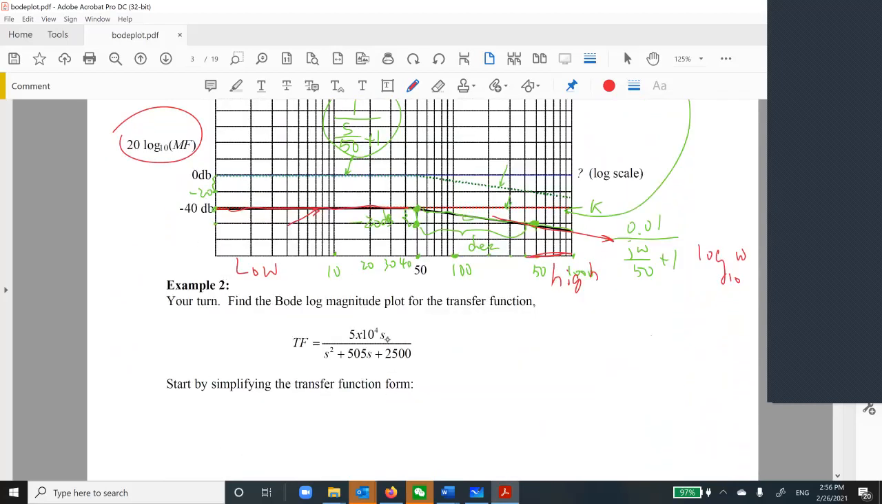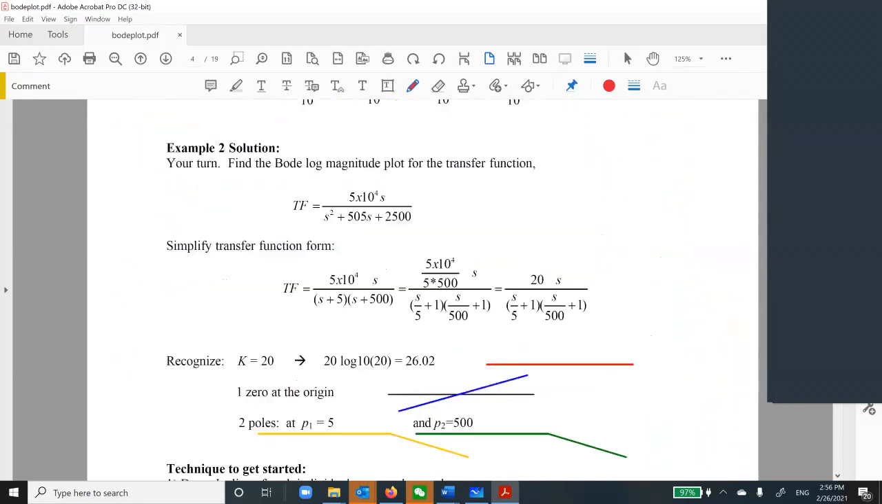What I have here is a numerator with an S. What we should do is simplify this transfer function into product form. In our case it happens to be S plus 5, S plus 500, okay? So it's not in standard form. This is standard form: S divided by this, S divided by this. So you divide by 5 and by 500, and you come over here. Then what's left?